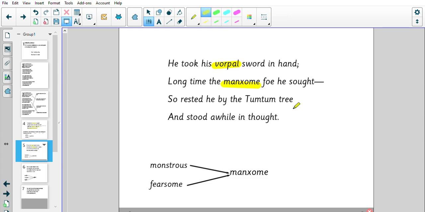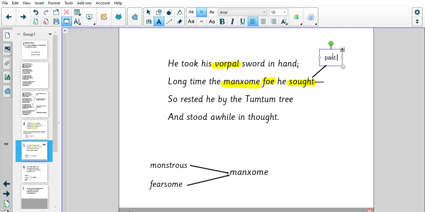If he sought the foe, sought is the past tense of seek. So I might actually want to highlight that. Okay, so it means to seek, to look for, to find. So I'm going to put there that it's the past tense of seek. Look for or find.